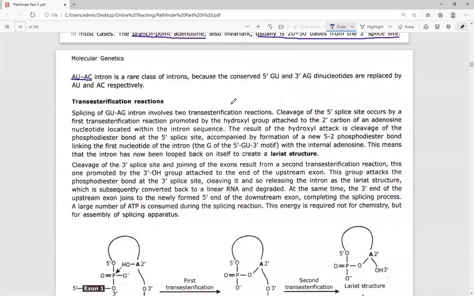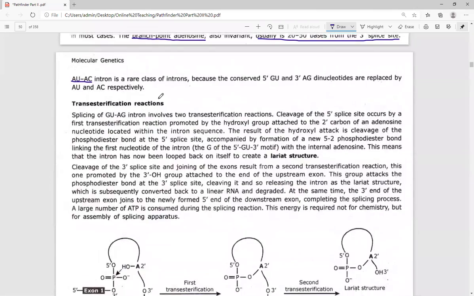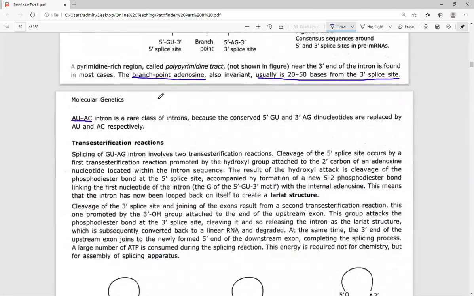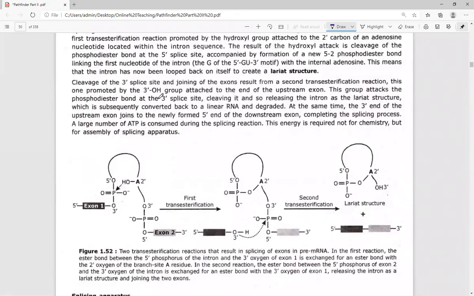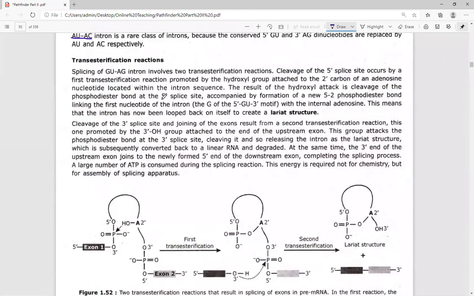Now, how does splicing take place? In what manner does splicing take place? There is a transesterification reaction that is responsible for splicing. In the transesterification reaction, there is a branch point hydroxy group present. This adenine is commonly referred to as the branch point adenine. This adenine has a hydroxy group present over itself, which is referred to as the branch point adenine hydroxy group.